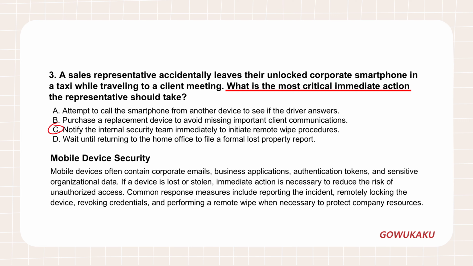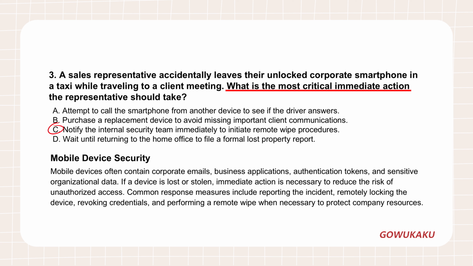That unlocked part is scary. Oh, it's an open door. You must notify the internal security team immediately to initiate remote wipe procedures. Makes sense. Containment is the priority, right? Yeah. Locking it down and erasing it before whoever finds it starts exploring your corporate network. So the sales rep's phone is wiped.